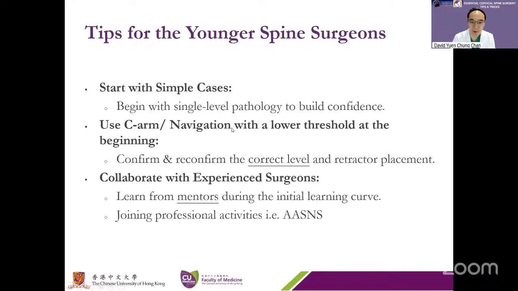So the tips for younger, newer generation spine surgeons is to start with simple cases, start with single level pathology to build up confidence, and use C-arm X-ray fluoroscopy with a lower threshold at the beginning so that you always confirm and reconfirm the correct vertebral spinal level and the placement of your retractors, MIS tubes, or your endoscope, okay? And collaborate with experienced surgeons, learn from mentors at the initial learning curve, and join professional activities like AASNS.